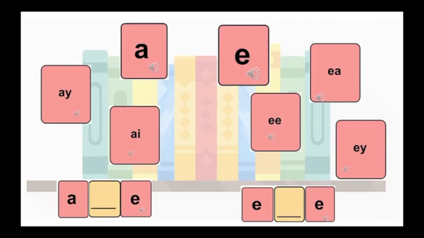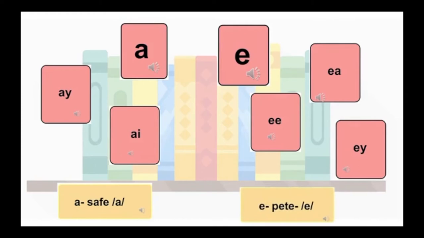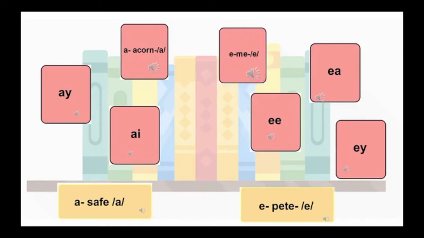As a reminder, like we talked about before, we have our A consonant E. A, safe, A. We also have our E consonant E. E, peat, E. We have our open syllables. And remember, this is when a vowel falls at the end of a syllable and makes the long sound. For instance, A, acorn, A. And E, me, E.